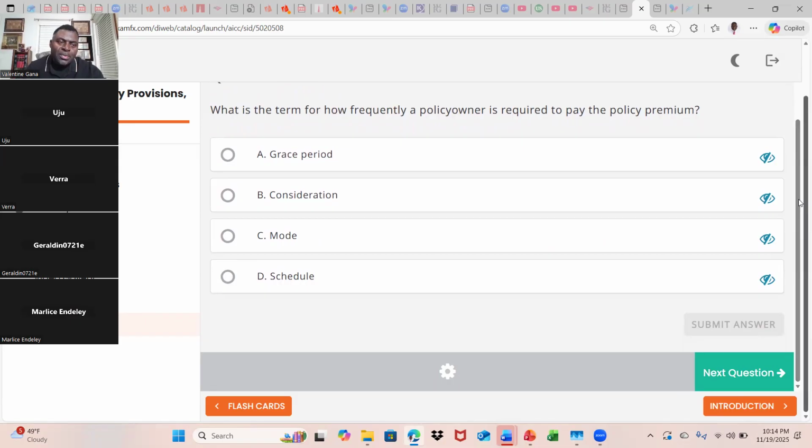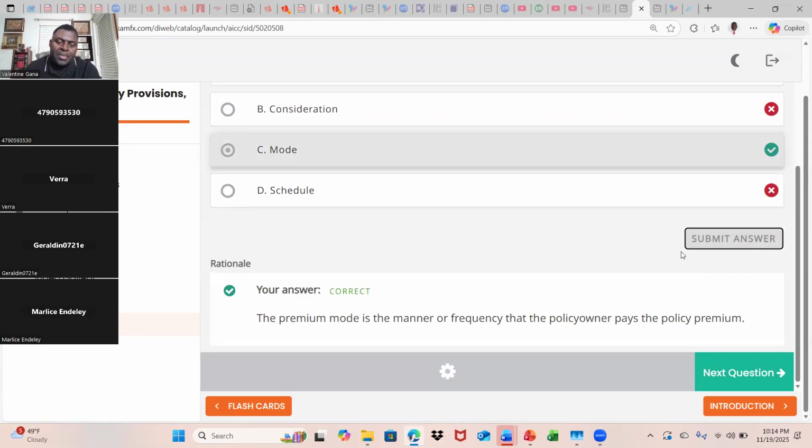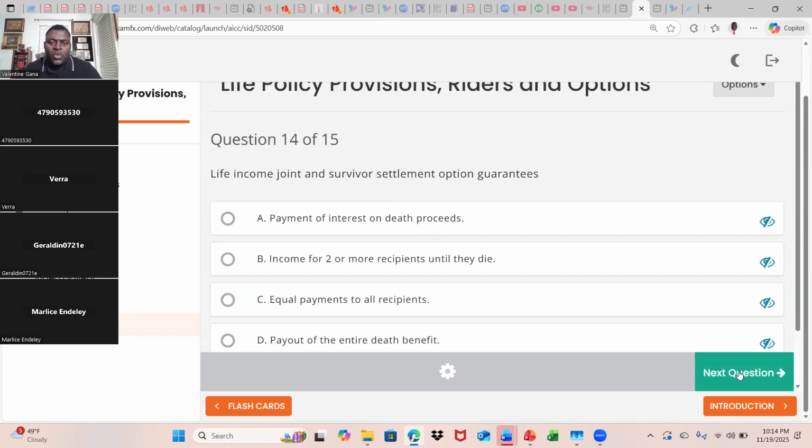What is the term for how frequently a policy owner is required to pay the policy premium? The mode. Premium mode. That mode can either be monthly, quarterly, biannually, or annually. So all of those are premium paying modes. Correct. Premium mode.